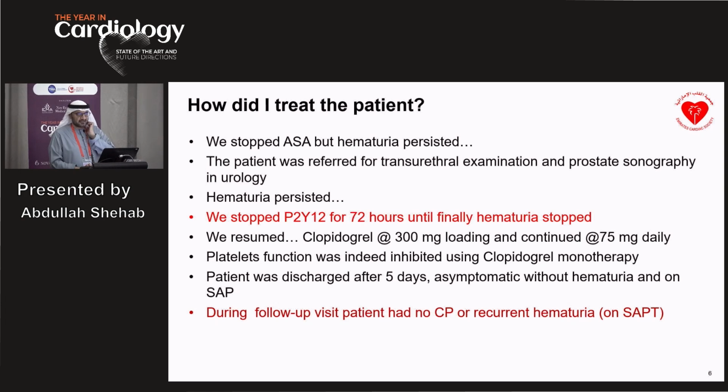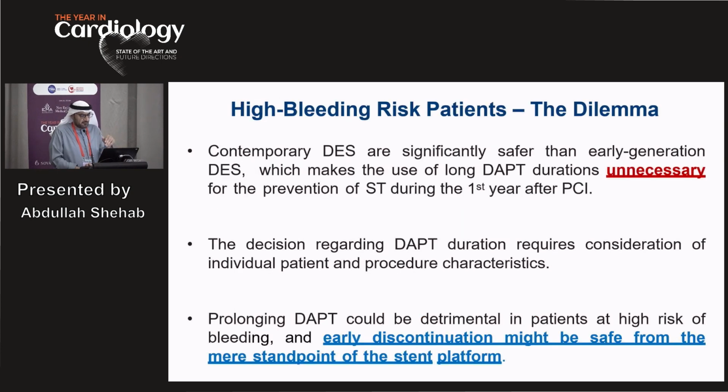So these things are not mentioned in the guidelines, not mentioned anywhere. This has come from the experience. But are we safe? Is it the way to do it? But we have to, because bleeding is as harmful as ischemia. So that's the one case. High bleeding risk patient is a dilemma. And we are facing that, whether from GI point of view, from urologist point of view, but then prolonging DAPT should be detrimental in patients at high risk of bleeding. And early discontinuation might be safe from the standpoint of the stent platform.